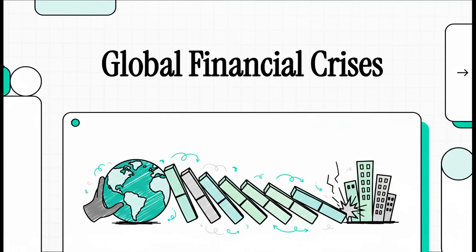Have you ever wondered how something small, like a bunch of bad home loans in just one country, can suddenly cause a massive global economic earthquake? I mean, what makes our whole financial system so connected and, honestly, so fragile? Well, we're going to dig into that right now.